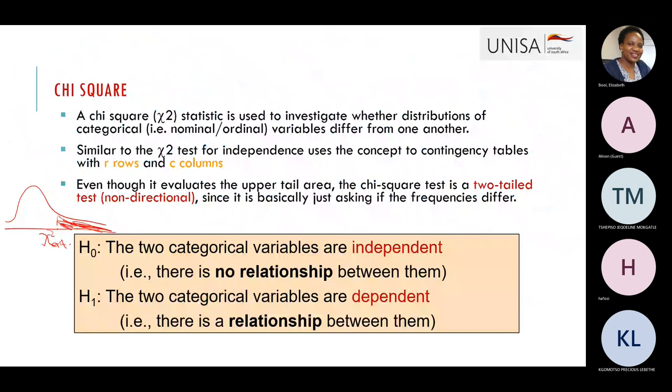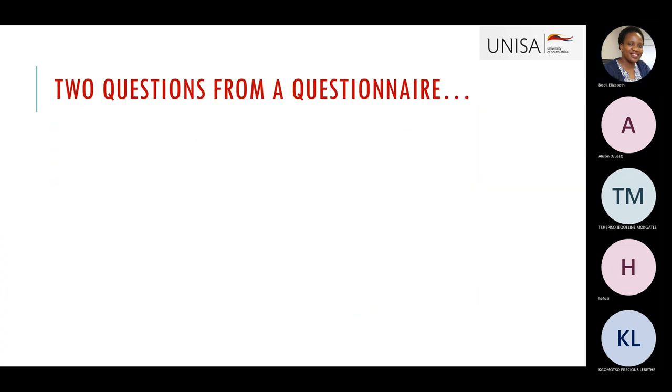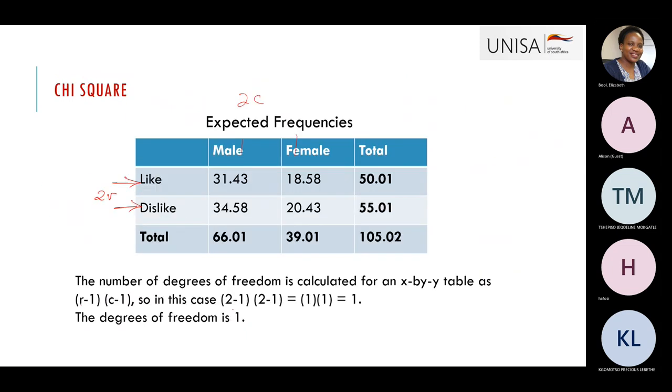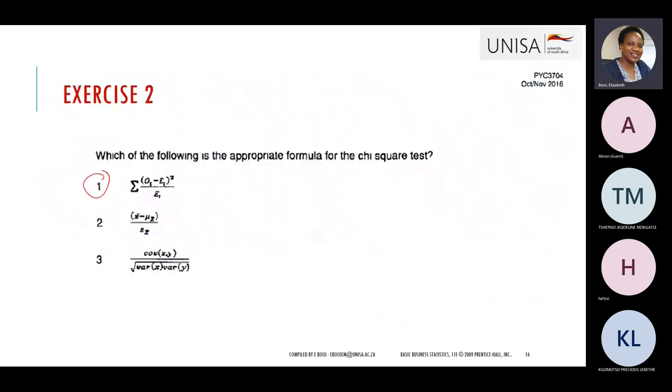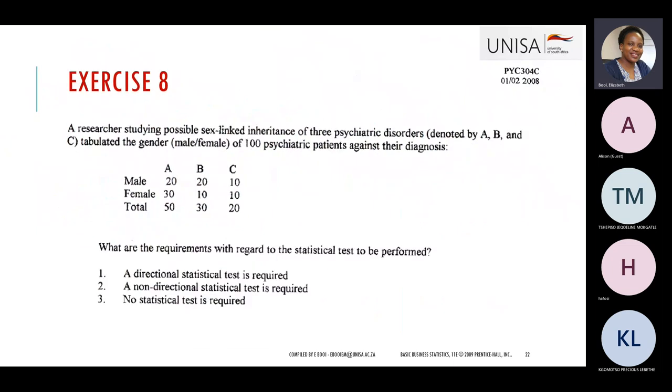A chi-square test, even though it evaluates one-sided test, the test is always a two-sided test, or what we call a non-directional test. So that question will be number two. The answer will be a non-directional test statistic is required to answer this question.